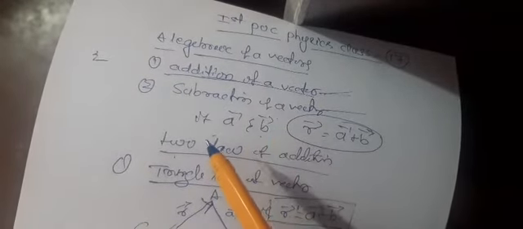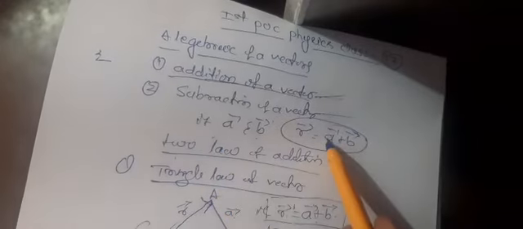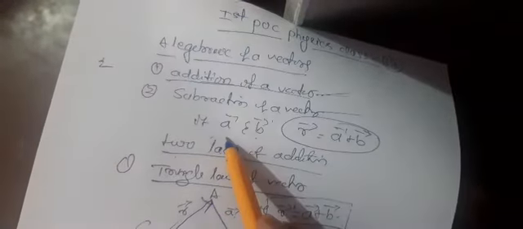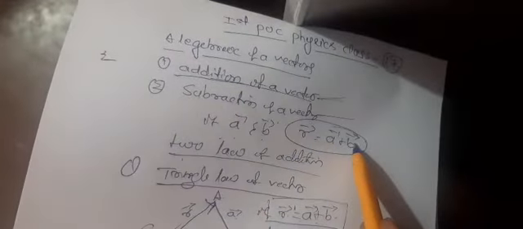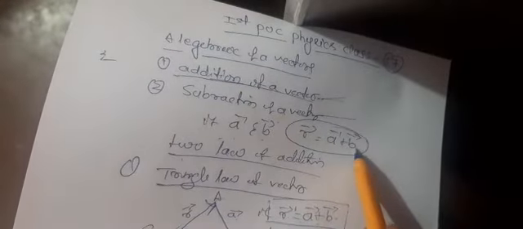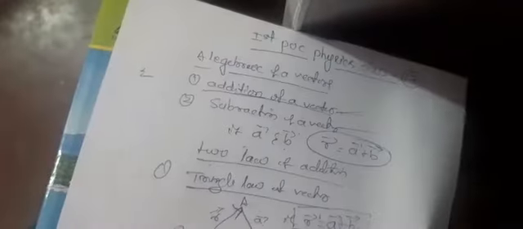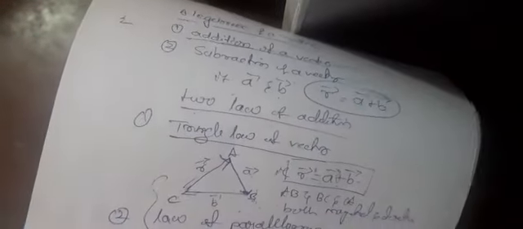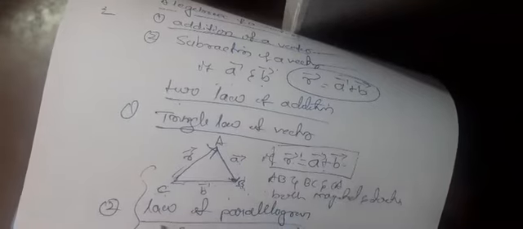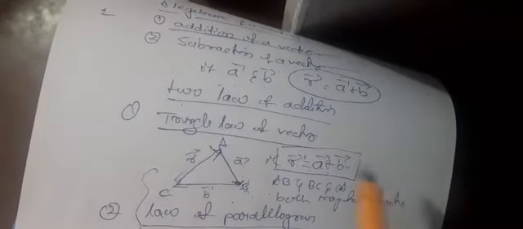if vector A and vector B are any two vectors, the sum of the two vectors is called the addition of a vector. That is, vector R is equal to vector A plus vector B. That is also called the triangle law. There are two different laws of vector addition. The first is the triangle law of vector addition. The second is the parallelogram law of vector addition.